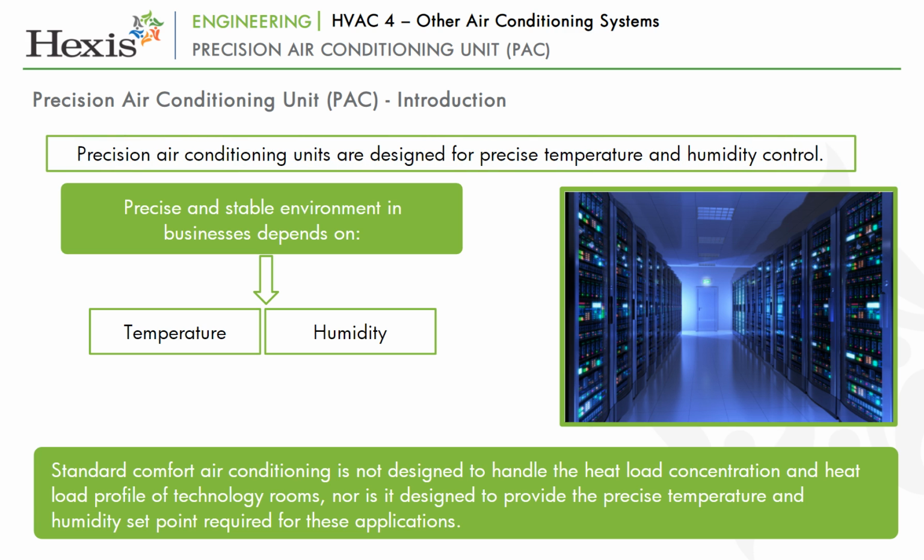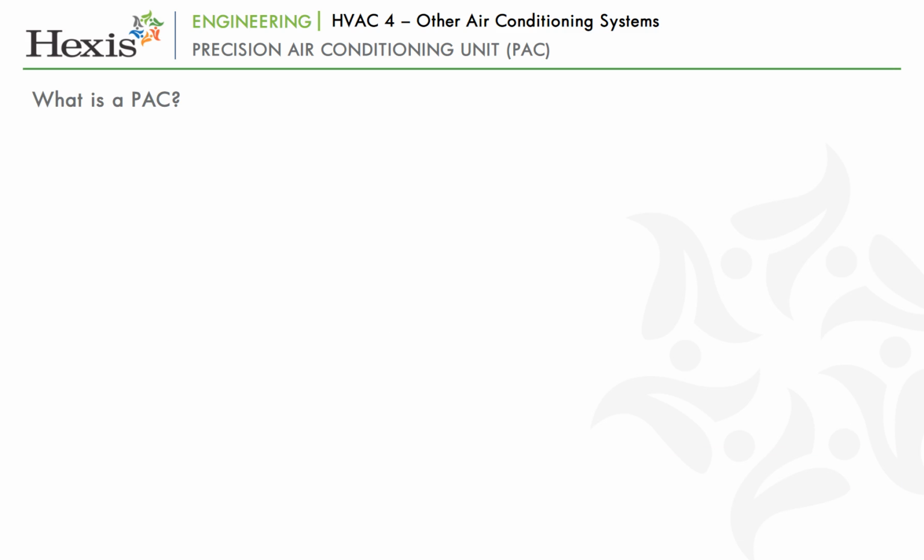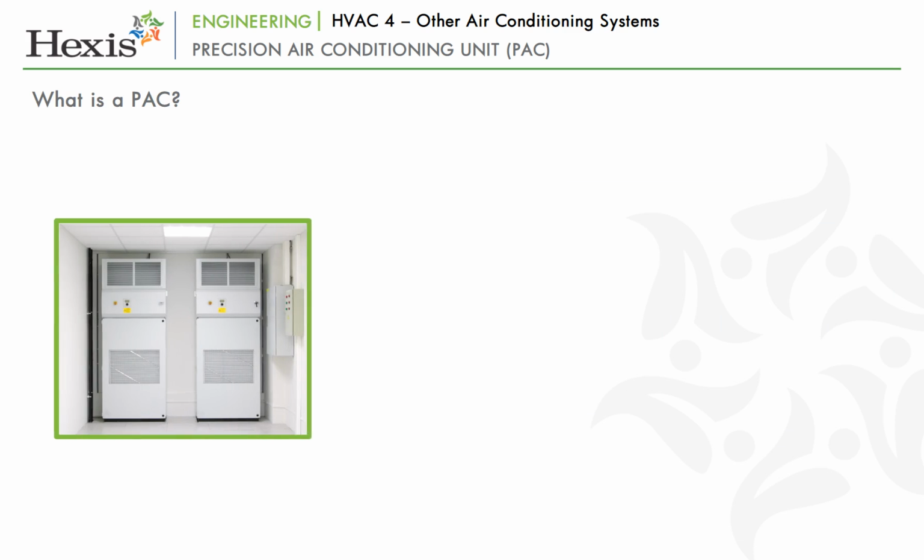Precision air systems are designed for close temperature and humidity control. They provide high reliability for year-round operation with the ease of service, system flexibility, and redundancy necessary to keep the technology room up and running 24 hours a day. Let's understand more about PAC units.